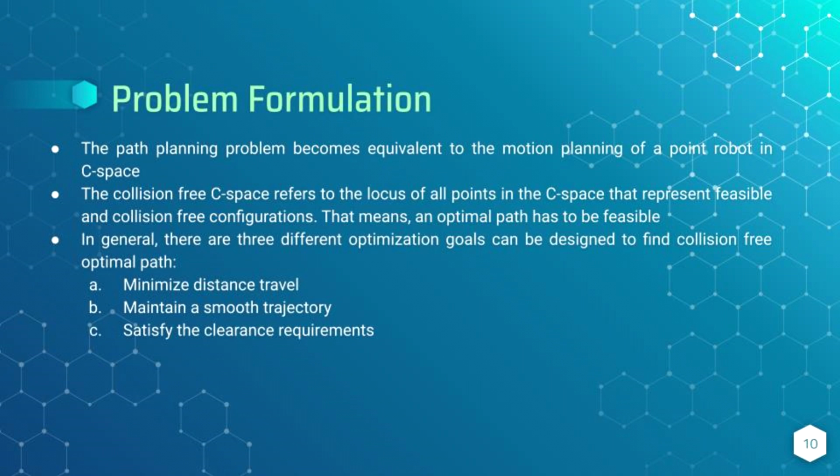In general, three distinct optimization targets may be created to discover a collision-free optimum path. First one, reduce the distance traveled, that is, the shortest path. Second, maintain a steady trajectory. And third one, meet the clearance criteria. That is, the robot should not approach the barriers too closely.